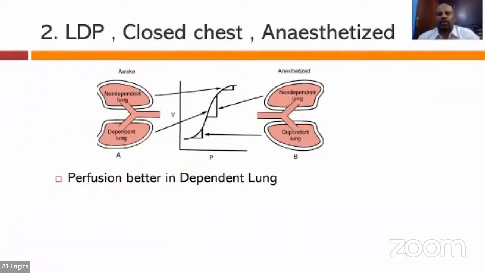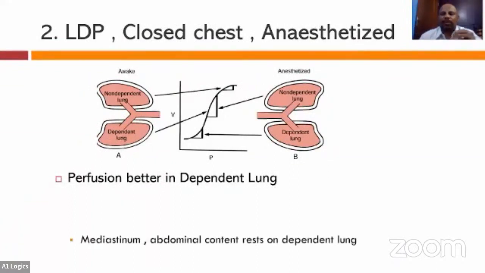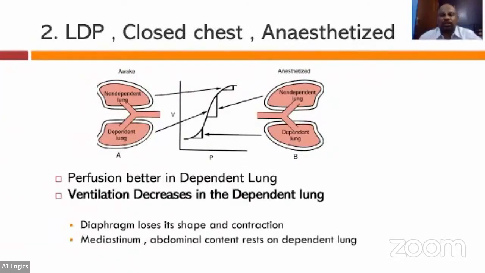So once you anesthetize, the perfusion is the same. The perfusion is better on the dependent lung. But what happens to the ventilation? The mediastinum and abdominal contents will start resting on the dependent lung. They will give more pressure, so the compliance goes down. Because of this, and the diaphragm which loses its shape and contraction, the ventilation decreases in the dependent lung and starts to go to the non-dependent lung. This is called a climb down effect in the compliance curve.